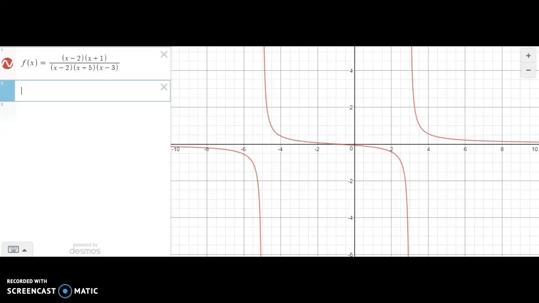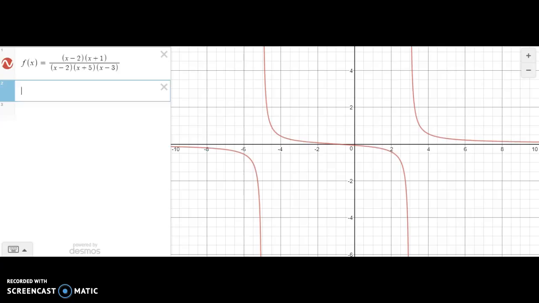So today I'm going to be teaching the skill "I can graph a rational function to show key features," and the key concept is how to find key features by looking on a graph. So the first graph I'm going to show you how to do is f of x equals (x minus 2)(x plus 1) over (x minus 2)(x plus 5)(x minus 3).